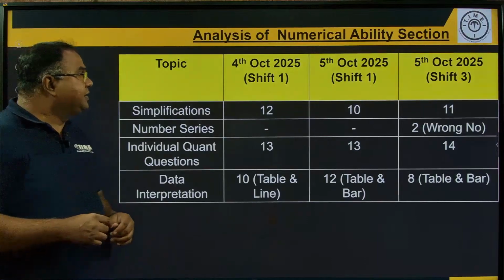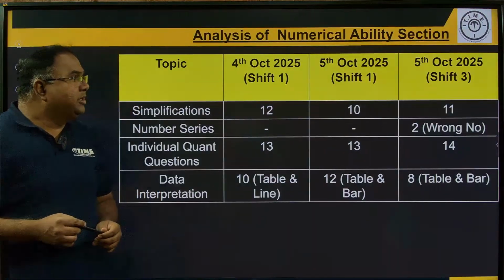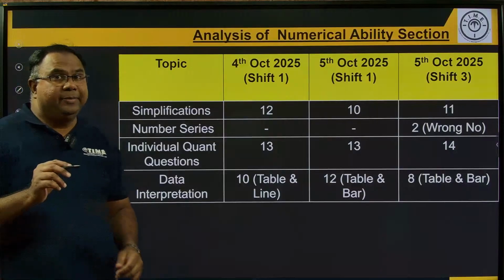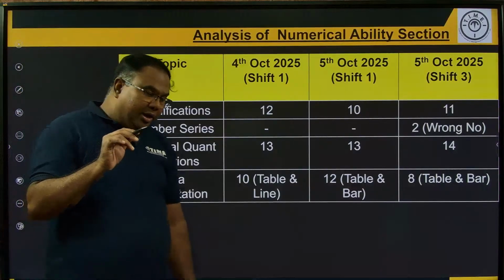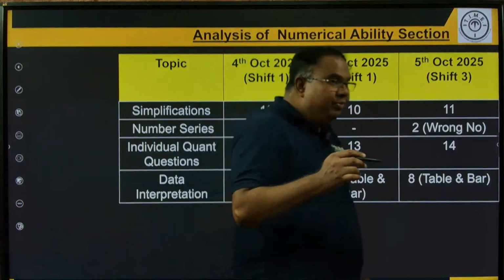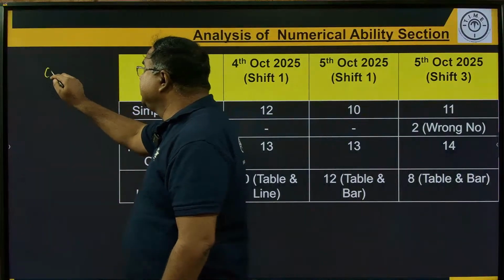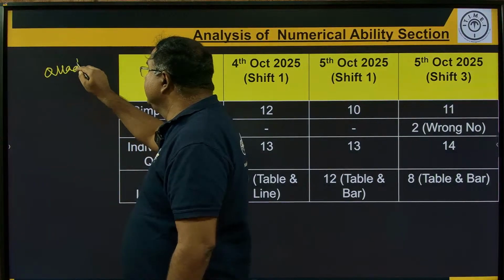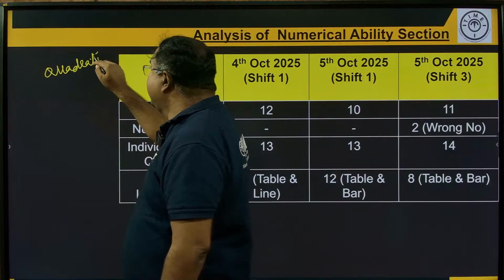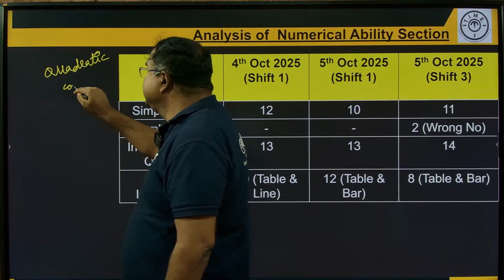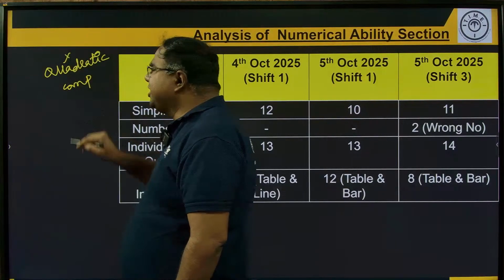Right, so we have 3 shifts: 4th October shift 1, 5th October shift 1, and 5th October shift 3. One important point which you can make a note of here is that there were no questions on quadratic comparisons. And I can say series also had no questions.